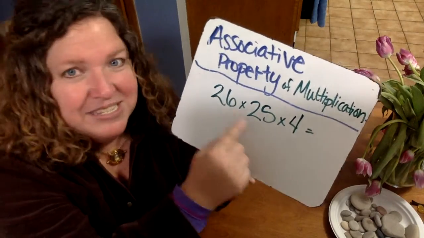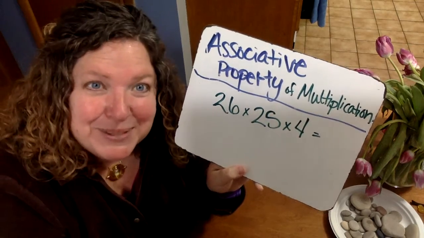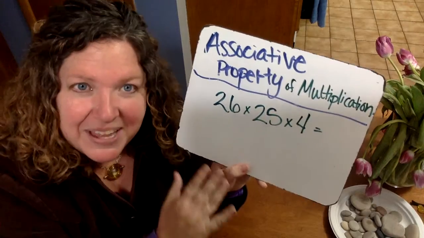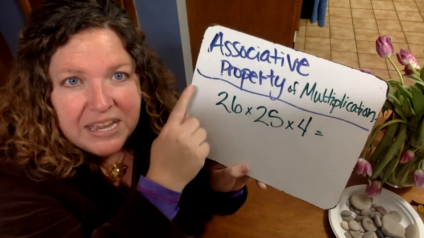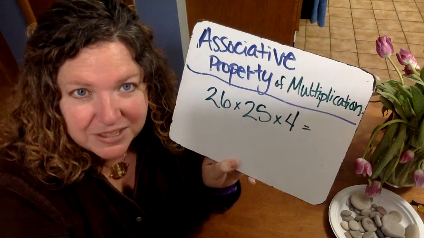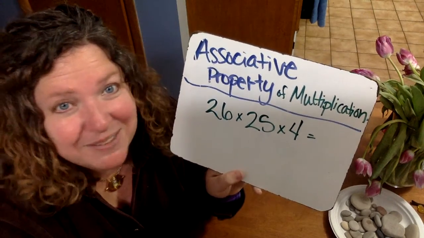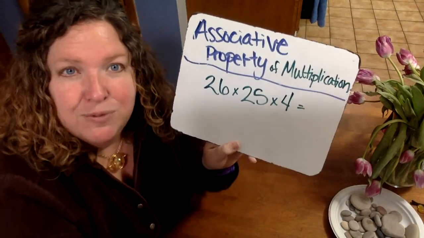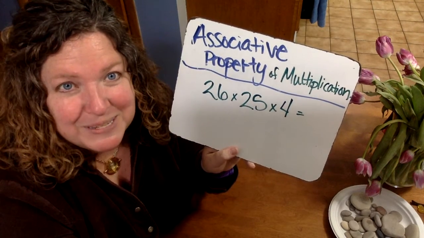So 26 times 25. I don't know what that is. Do you? You might know with a calculator, and I might know with a calculator too, or we could do some work on the side. But if we pause and see the whole problem and stop and think to ourselves, could I use the associative property on this problem? It's going to be a lot easier. In fact, it's going to be easier even than tracking down your calculator. 26 times 25 times 4. I see something that's going to make it really easy. Do you notice a part of the problem that's going to make it really easy?